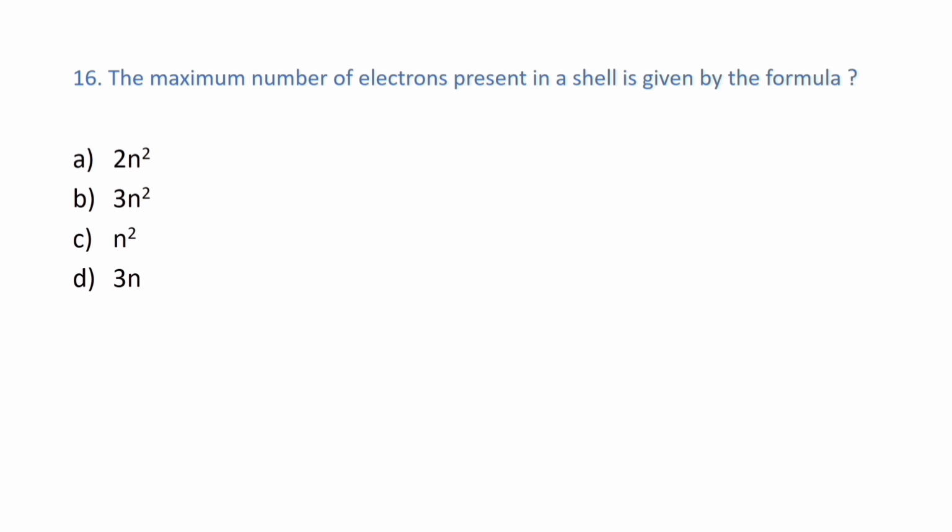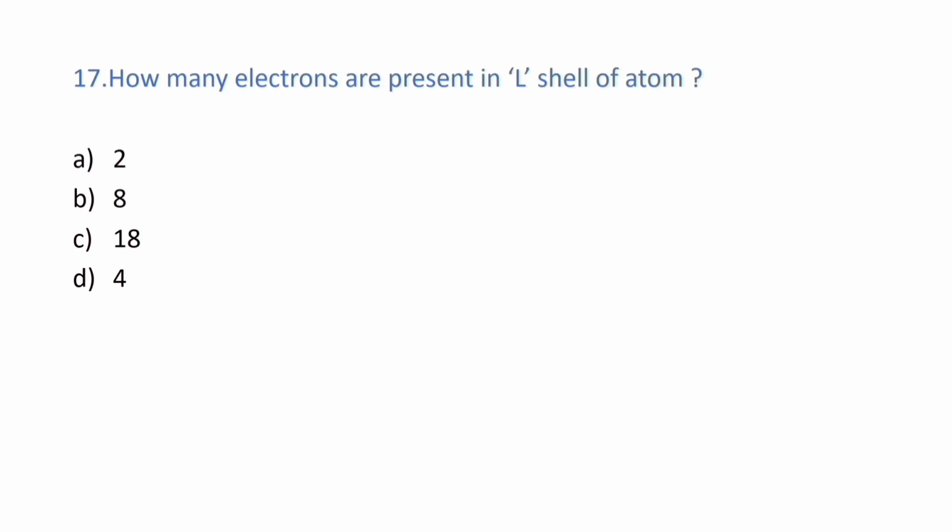The maximum number of electrons present in a shell is given by the formula. Option number A, 2n square. Using this formula, we would be able to find the maximum number of electrons in a shell. How many electrons are present in L shell of an atom? Option number B, 8. The L shell can accommodate a maximum of 8 electrons.